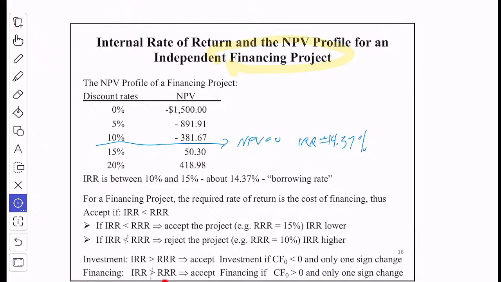Okay, you should accept it as long as the required rate exceeds the internal rate of return. So the internal rate of return represents a borrowing rate. You want it to be lower than what's required. And in this case, how do you recognize a finance project? The first cash flow is positive. There's only one sign change and all the rest are negative. What did I just say? Yes, that's what I meant. Positive and all the rest are negative.